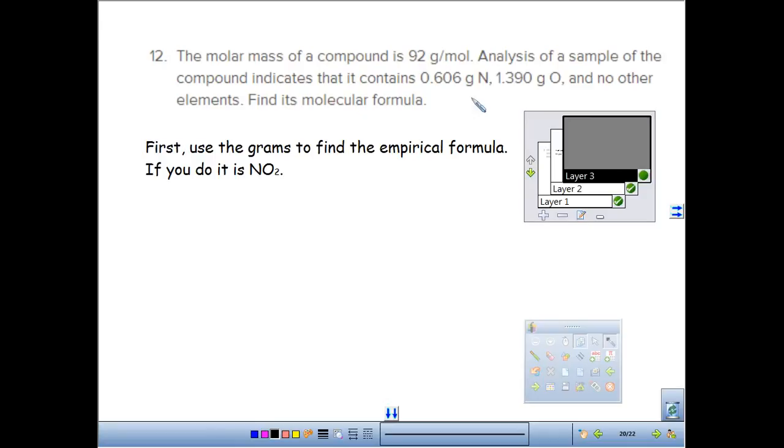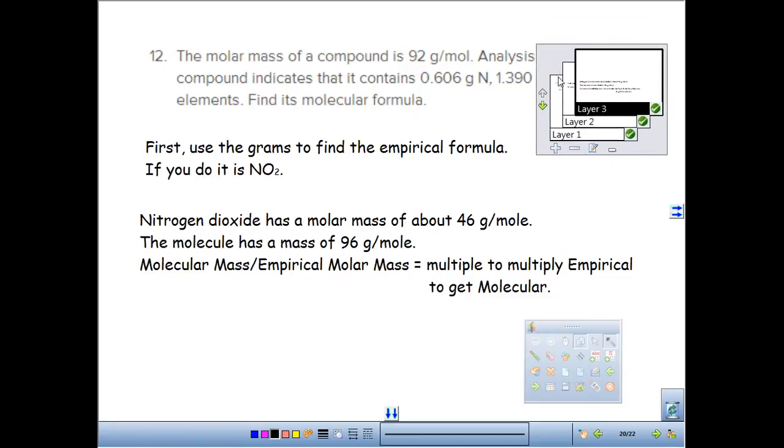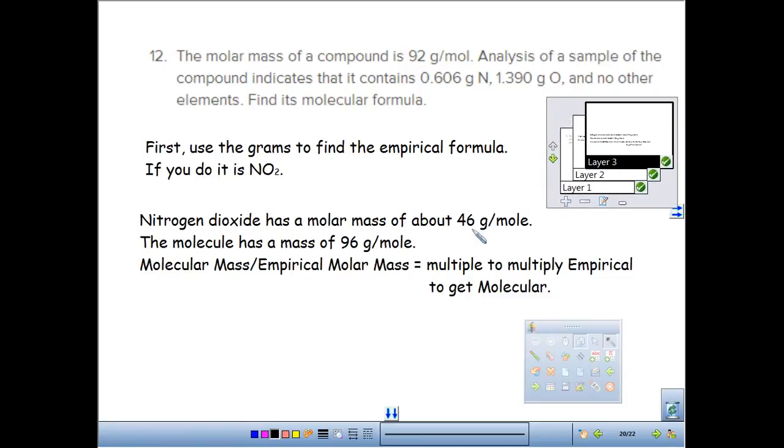Now, if I add this up, here's what happens. Okay, I found the empirical for nitrogen dioxide. It has a molar mass of 46 grams per mole. They're telling me that the molar mass of this compound, for the molecule, has to be 92. So it has to be like 92. So I said, well, okay, if that's the case, the molecular mass that they have to give you divided by the empirical molar mass that we were able to find. So we found the empirical, you add it all up, you take 92 divided by 46, you get a multiple of 2.